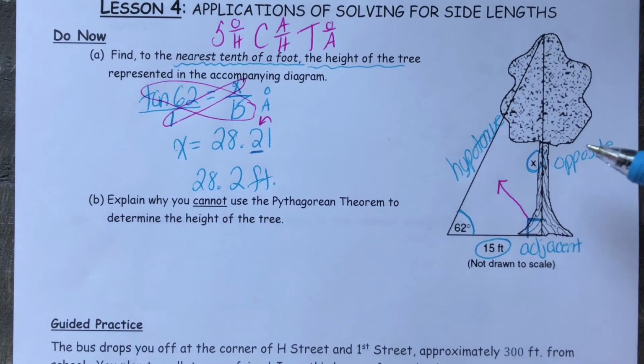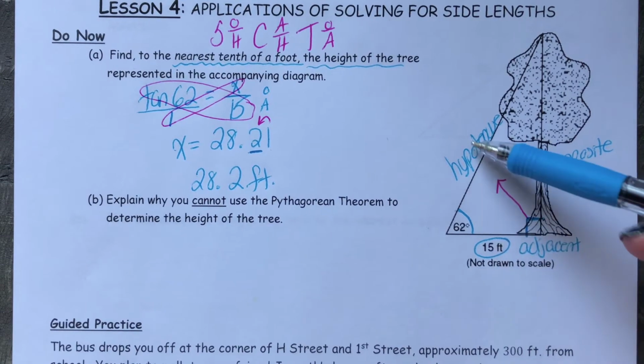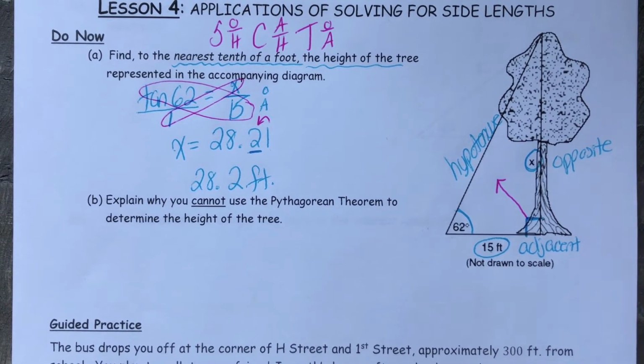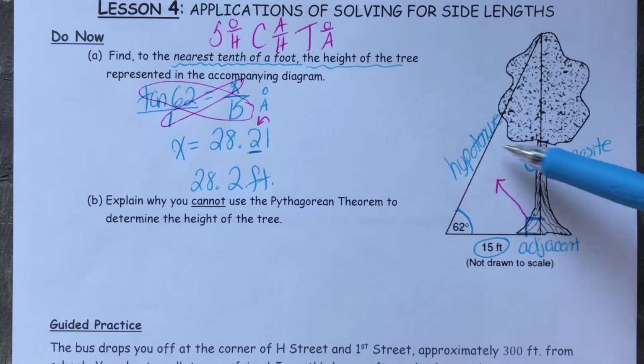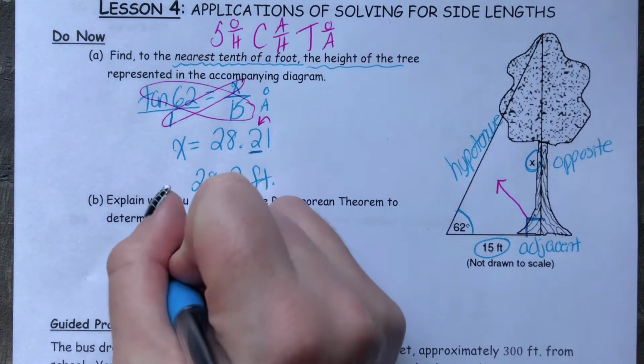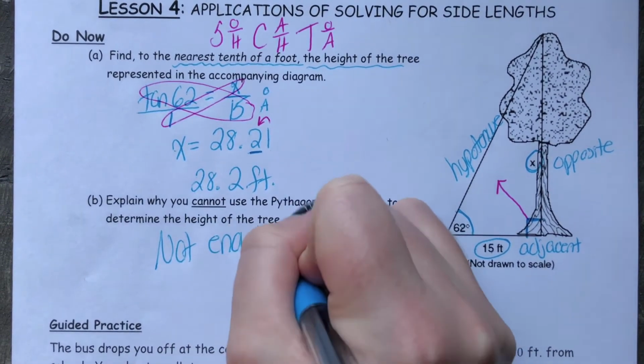So as I look here, if I want to use Pythagorean theorem, I'd have to know at least 2 of the sides to plug in because I could only look for one missing side at a time. That means if I try to use Pythagorean theorem right now, I would be looking for 2 missing sides, and that's not going to work for me. All right, so here we go. There is not enough information.